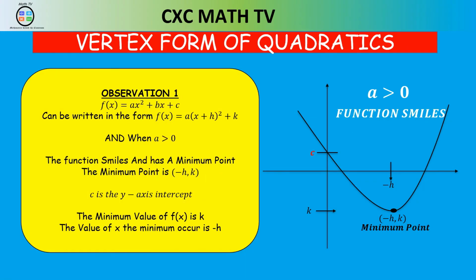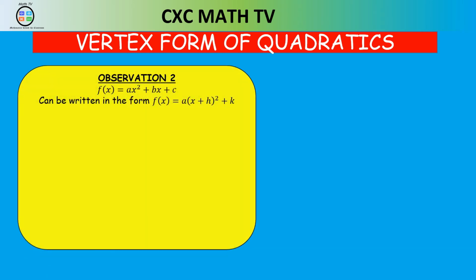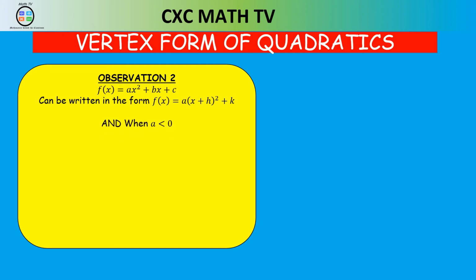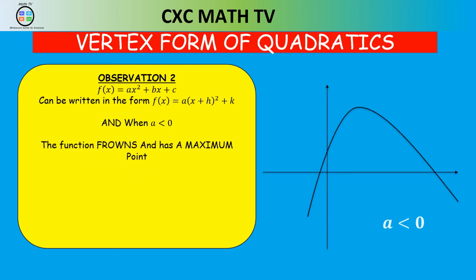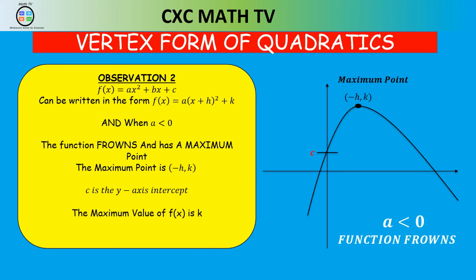When f of x is equal to ax squared plus bx plus c, whenever that function is written in vertex form again and a is less than 0, the function frowns and it's going to have a maximum point. The maximum point is still going to be negative h, k. C is still going to be the y-axis intercept, but now the maximum value of f of x is k, and the value of x where the maximum occurs is negative h.